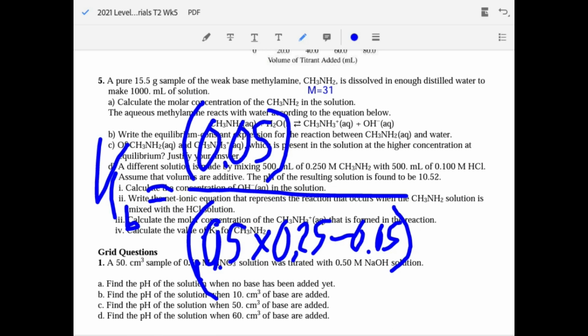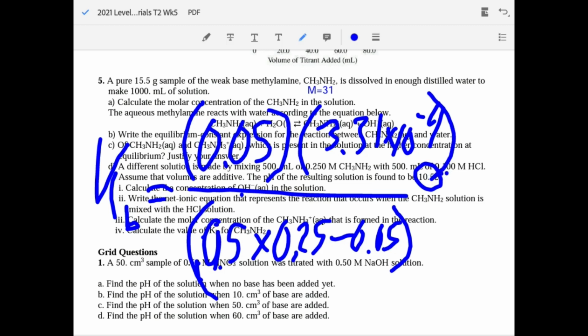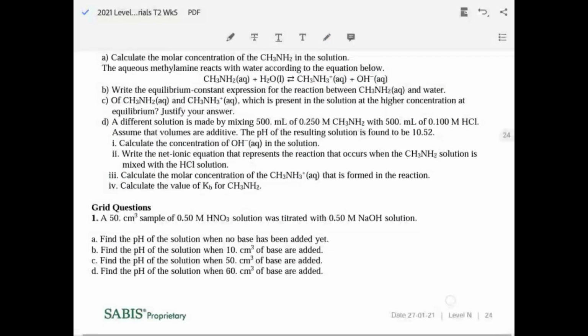And then OH minus, where do you get it from? You get it from the original. You found the pH to be 10.52, and you found the original OH minus, which was 3.31 times 10 to the power minus 4 from part 1. Now put this in your calculator, you should get 2.21 times 10 to the power minus 4. And that's it for 5.